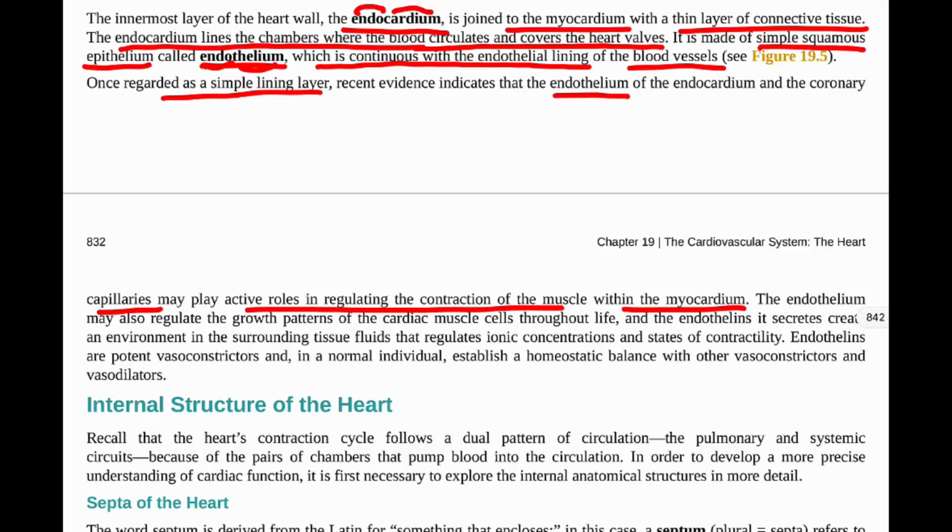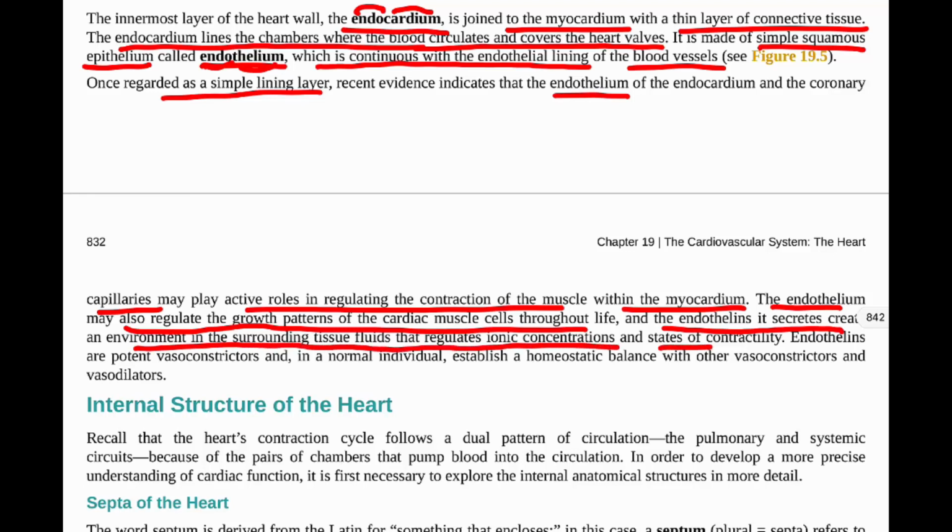The endothelium may also regulate the growth patterns of the cardiac muscle cells throughout life, fixing muscle cells and growing those muscle cells. The endothelins it secretes create an environment in the surrounding tissue fluids that regulates ionic concentrations and states of contractility. So endothelins are potent vasoconstrictors. If you remember when we talked about blood, we talked about endothelins. They're vasoconstrictors, so vascular and then constricting, making the blood vessels smaller.